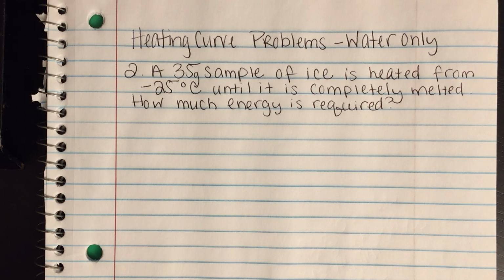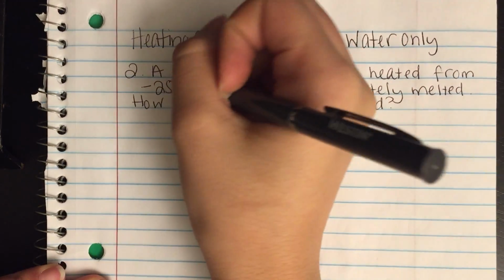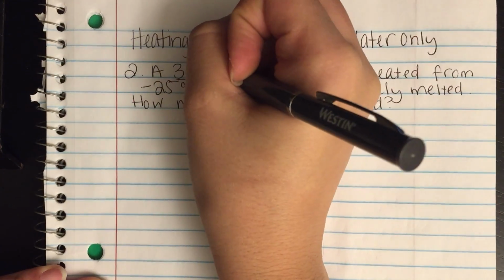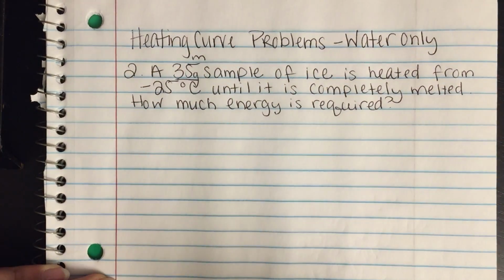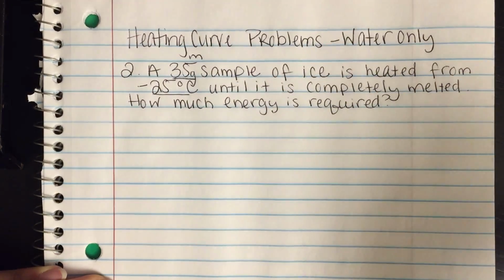Okay, we're looking at the heating curve problems, water only. As you remember, as we look at a problem, we want to make sure we highlight all the important numbers. So it tells us a 35-gram sample, and I'm going to underline that because I know off the bat that is my mass, of ice, is heated from negative 25 degrees Celsius, which is telling me a temperature, until it's completely melted. How much energy is required?